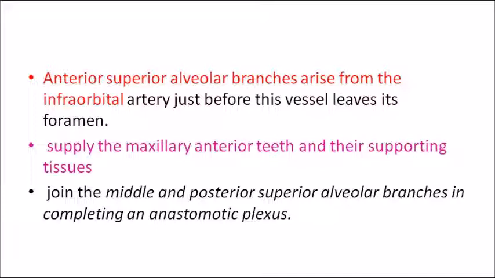Middle superior is also a branch of the infraorbital artery along the infraorbital groove or canal, and it is supplying the maxillary premolar teeth, and posterior superior one is supplying the posterior maxillary teeth and also the membrane of the sinus.